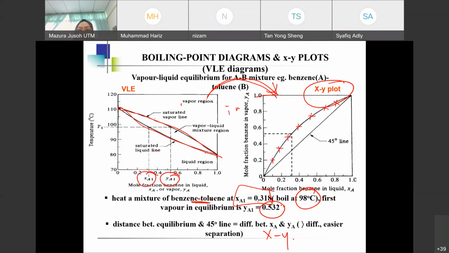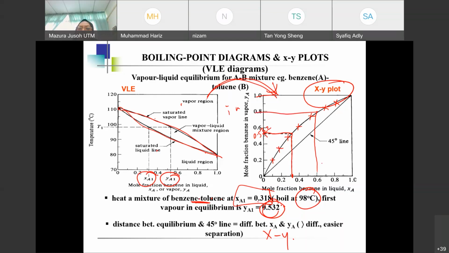There is no saturated liquid line. There is no saturated vapor line. It's just a relationship between the X and the Y, which means if you heat a liquid with 0.318 composition or mole fraction, when it becomes vapor, you will have a vapor or a condensed vapor with a composition of 0.532. So you can read along the lines over here, maybe with 0.6, for example.